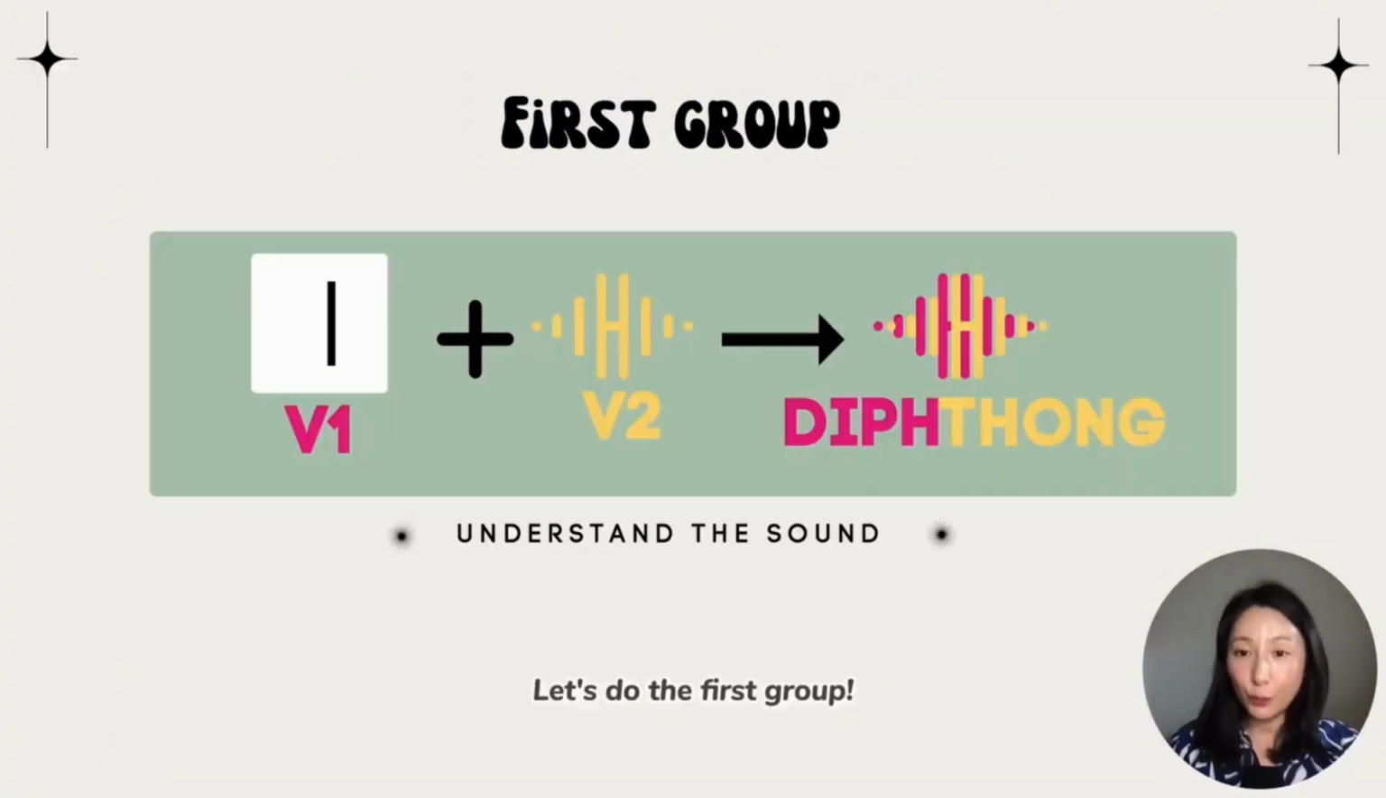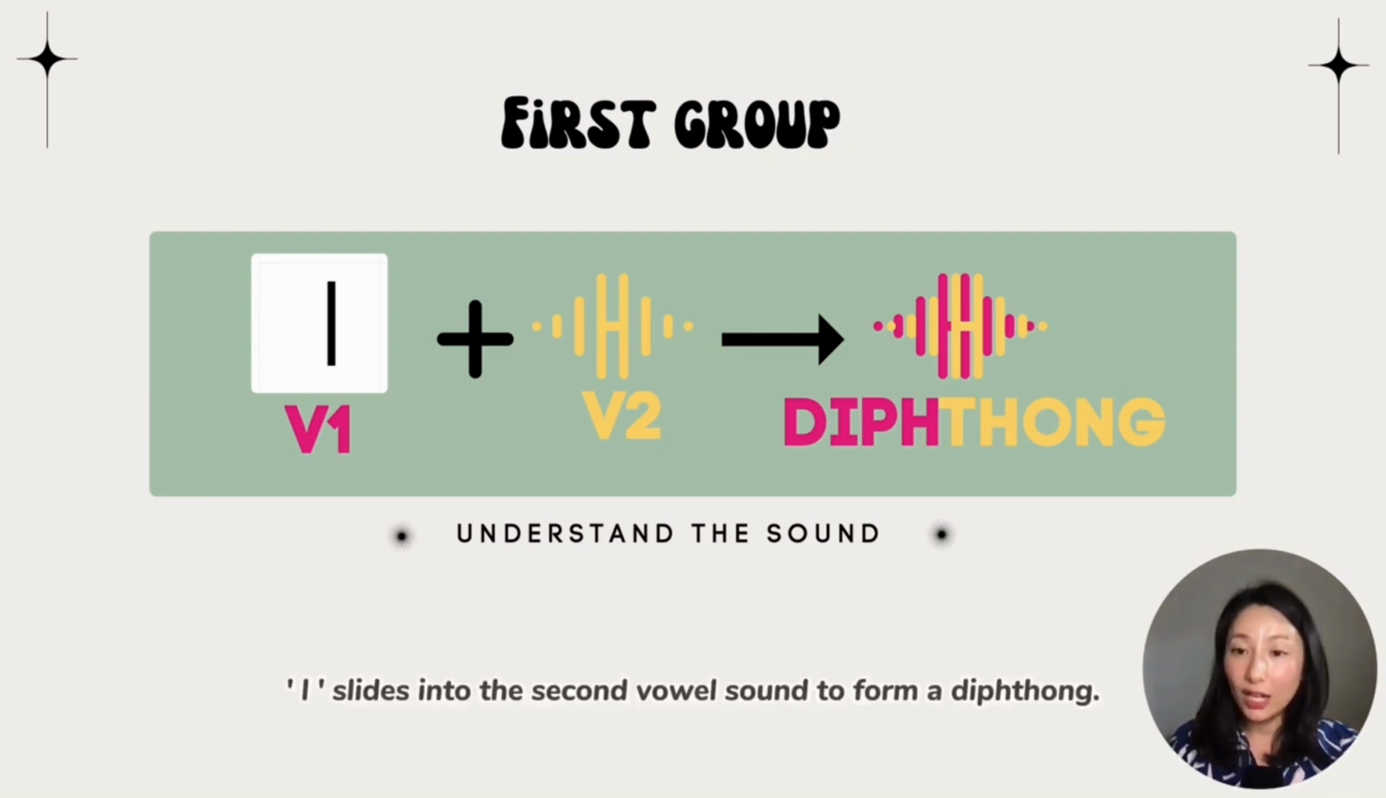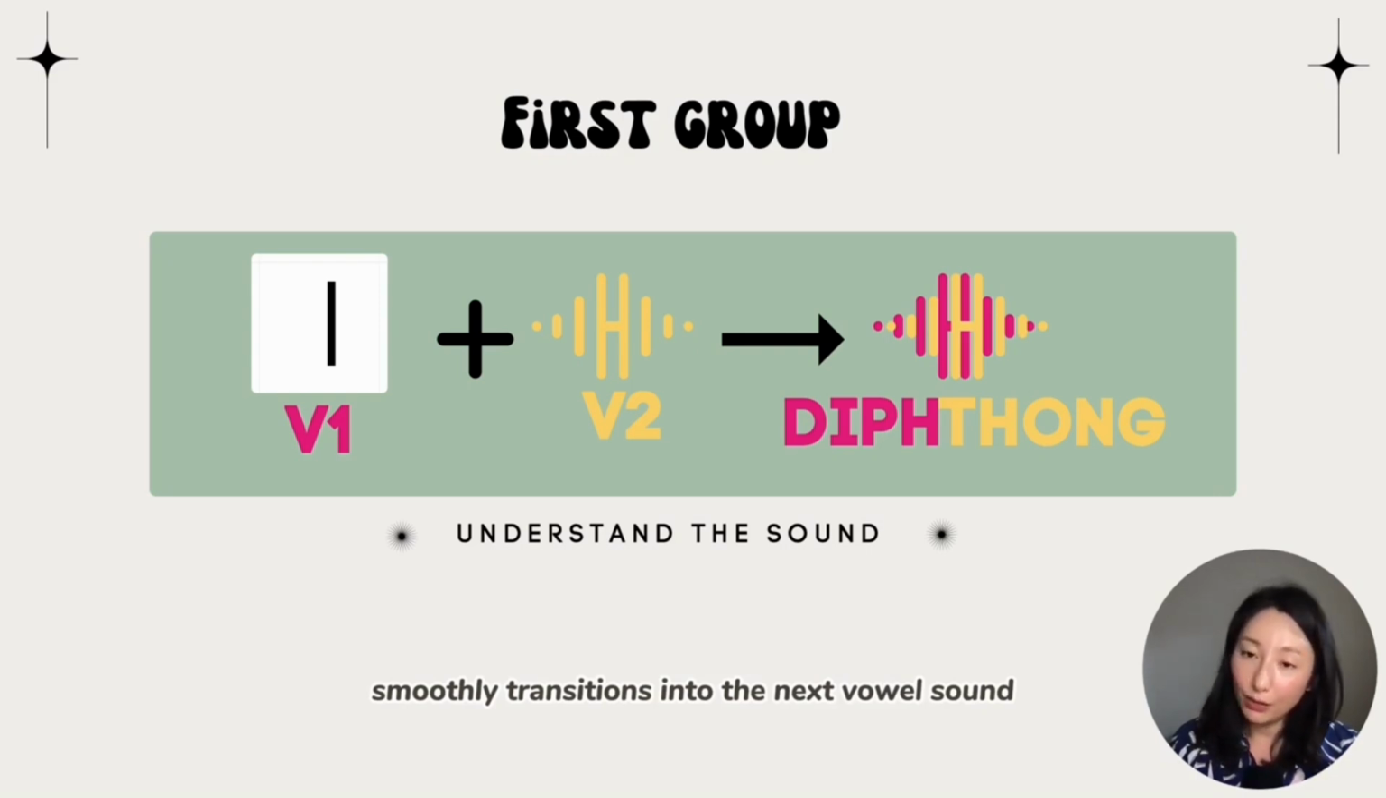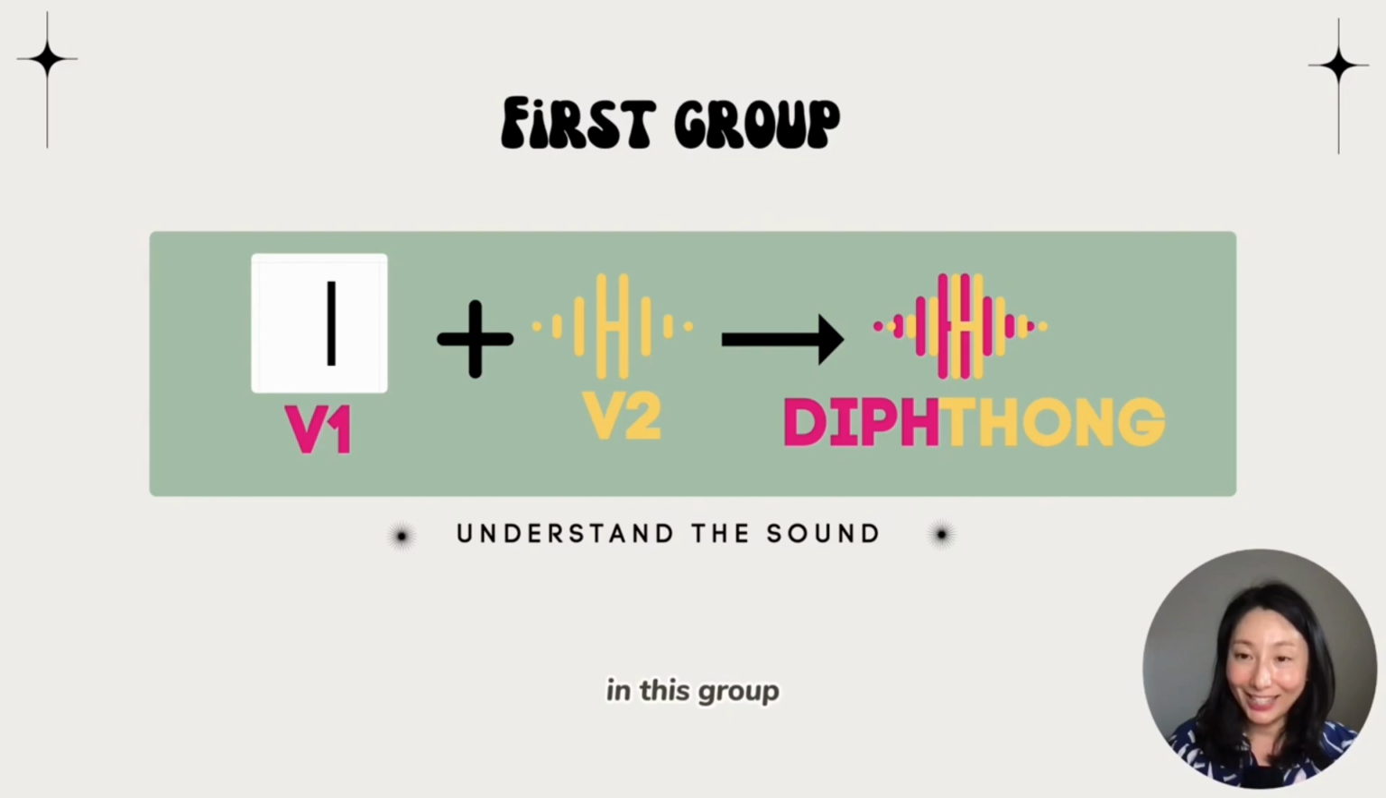Let's do the first group. The initial vowel sound of this group is E. E slides into the second vowel sound to form a diphthong. In these diphthongs, the E sound smoothly transitions into the next vowel sound. This creates a seamless blend of two sounds. Let's take a look at the 6 diphthongs in this group.